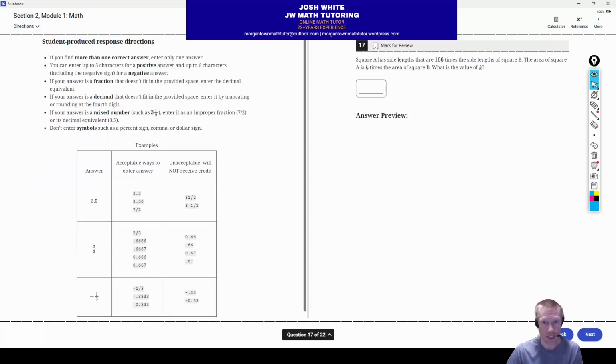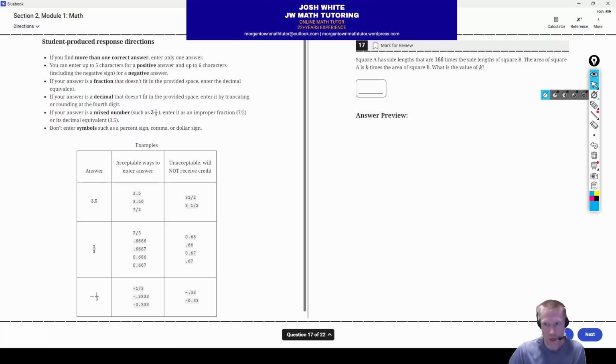Next up, number 17, we have this square, and it has side lengths that are 166 times the lengths of another square. But it tells us the area is k times the area of the other one. So what's the value of k?